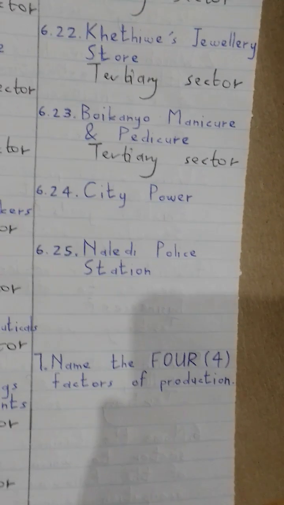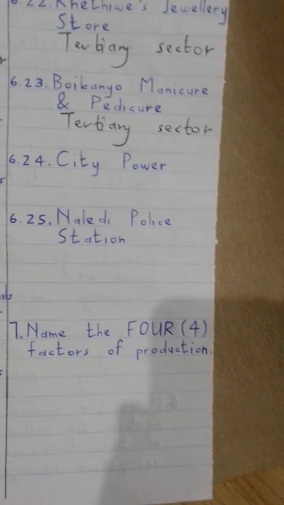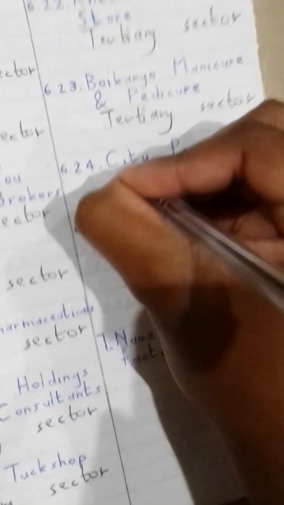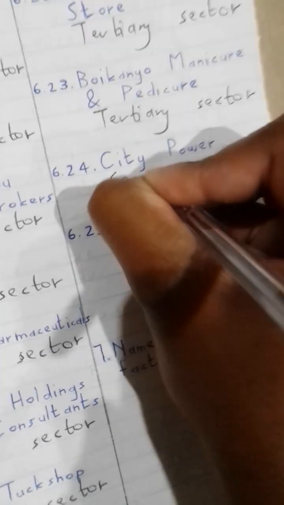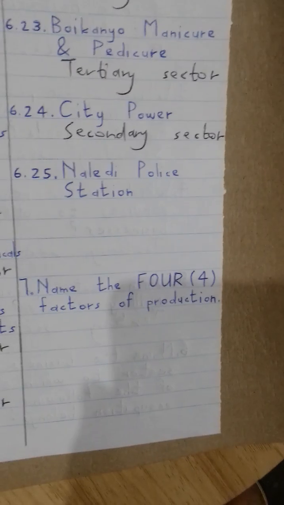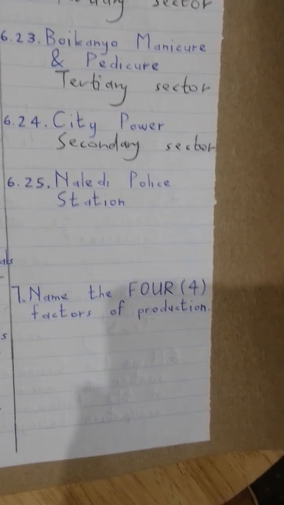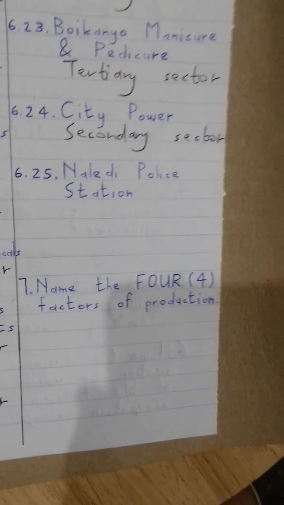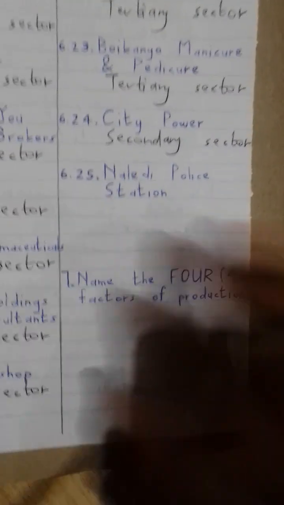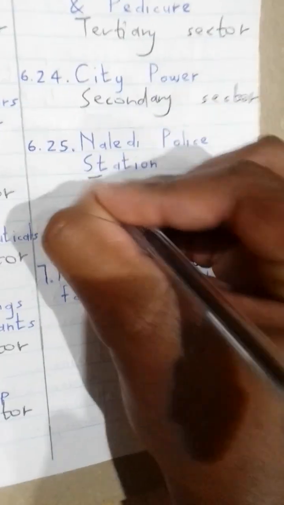6.24, City Power. Remember, City Power deals with electricity generation. So this is the secondary, usually electricity supply. Secondary sector. 6.25, Naledi police station. Police stations offer a service to the public. So remember, the service industry is the tertiary sector.